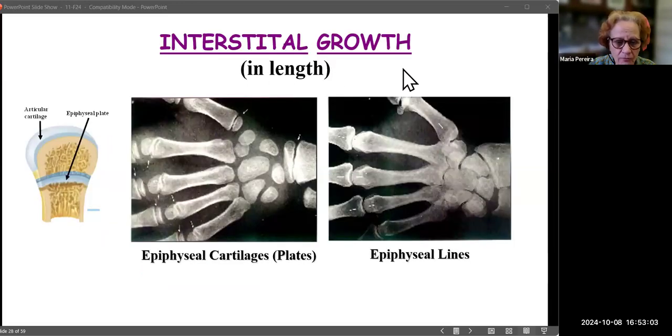Interstitial growth is dependent on the epiphyseal plates. So you see here the epiphyseal plates. This is an X-ray of a hand that can still undergo growth because it shows the epiphyseal plate, where you have cells that can undergo mitosis. So it's thicker. Once these epiphyseal plates lose that layer of cells that can grow and undergo mitosis, then you see only the epiphyseal lines, and no growth continues.